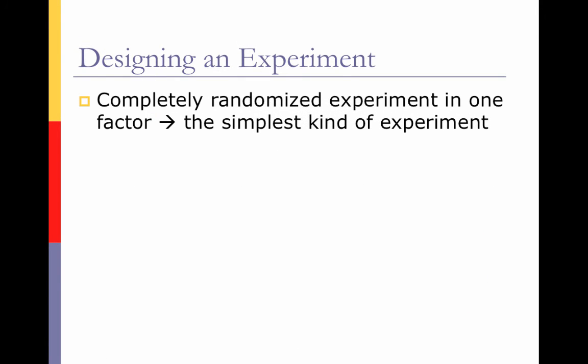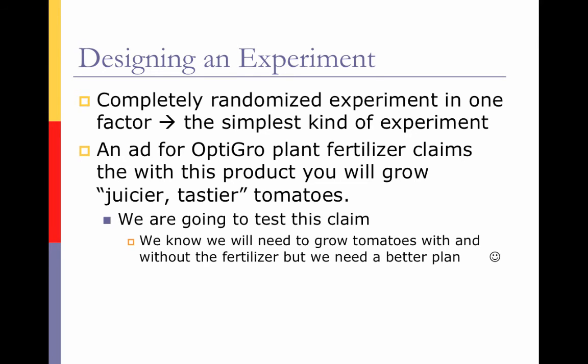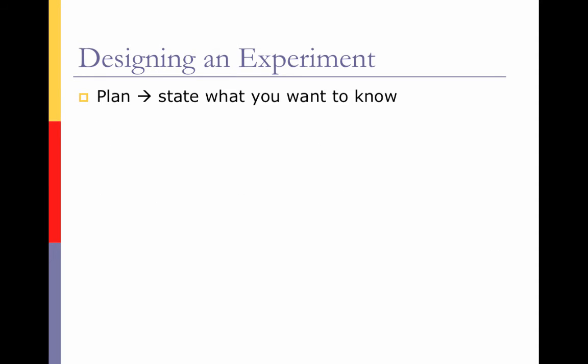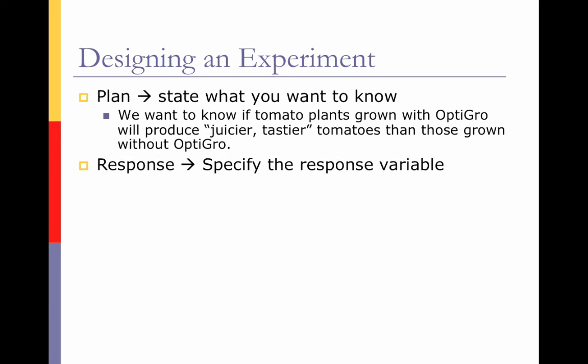Designing an experiment. Completely randomized experiments in one factor are the simplest kind of experiment. For example, an ad for Optigrow plant fertilizer claims that with this product, you will grow juicier, tastier tomatoes. You decide that you're going to test this claim. We know we will need to grow tomatoes, both with and without the fertilizer. So when we're planning this, you want to state what you want to know. We want to know if the tomato plants grown from Optigrow will produce juicier, tastier tomatoes than those grown without Optigrow.